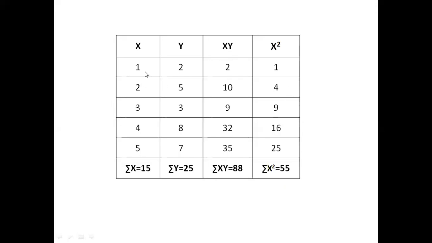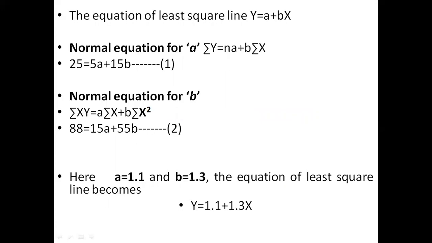And we do the square of x values: 1 into 1, 1; 2 into 2, 4; 3 into 3, 9. In that manner, we have calculated the x square values. Do the summation of x square, the value is 55. Now we need to again put those values in the equations. The equations were: for a, we have sigma y equal na plus b sigma x, and for b, we have the equation sigma xy equal a sigma x plus b sigma x square. As we did in the previous question, in the same manner we will do here also.